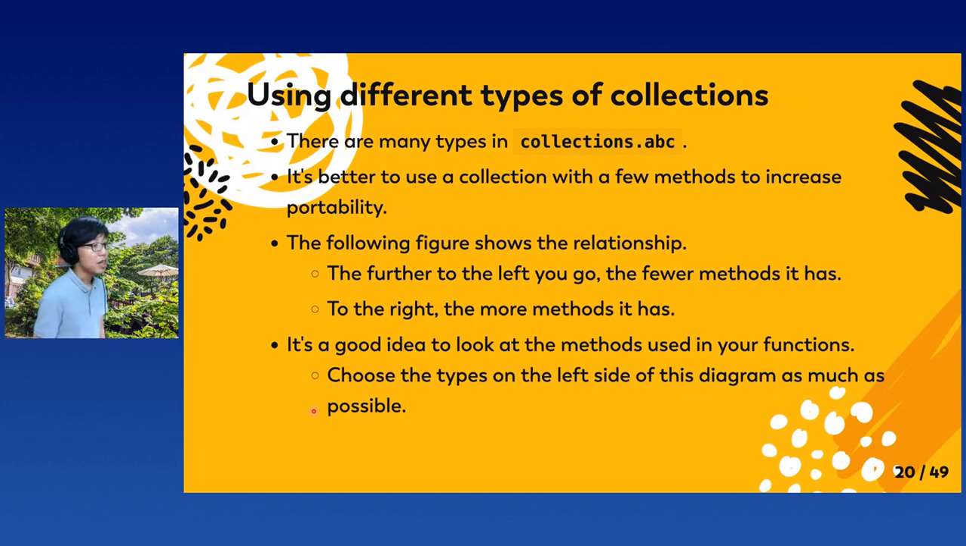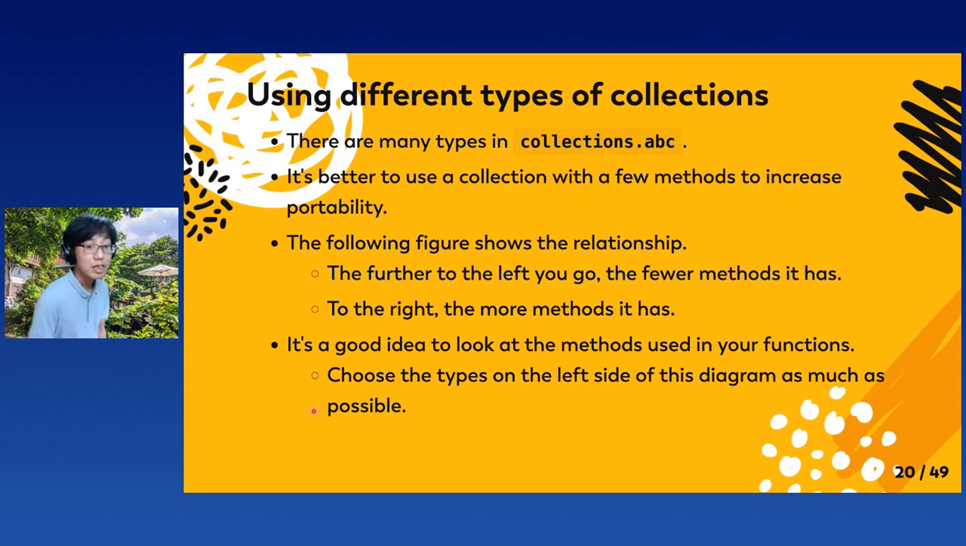There are many types in collections.abc. Also, it's unlikely that you will use these in a fine-grained way. It's better to choose a collection with as few methods as possible to increase portability. The next figure shows the relationship between collections.abc and the sequence of built-in types defined by method inclusion rather than implementation inheritance. It is a good idea to look at the methods used in your functions and choose the types on the left side of the diagram as much as possible.